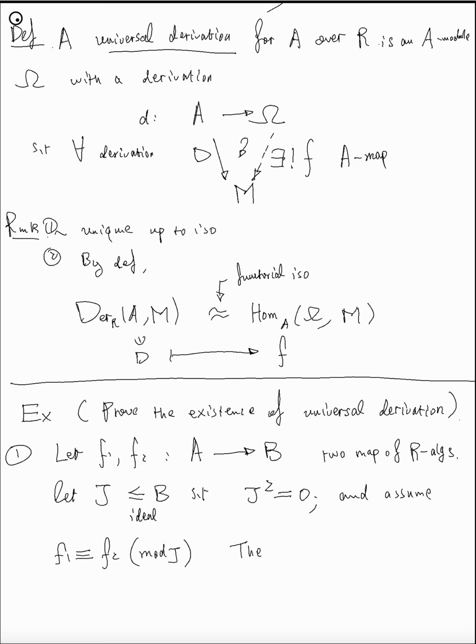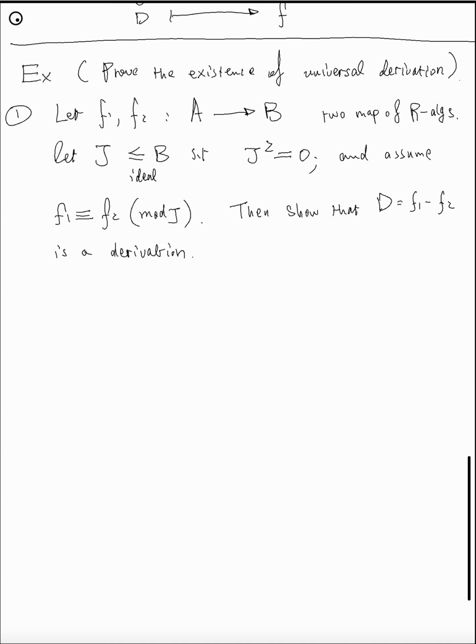Then show that D defined to be F1 minus F2 is a derivation. Okay, this is the first part of the exercise. So, solution. Let's just check by definition. So D of AB would be by definition F1 of AB minus F2 of AB, right?